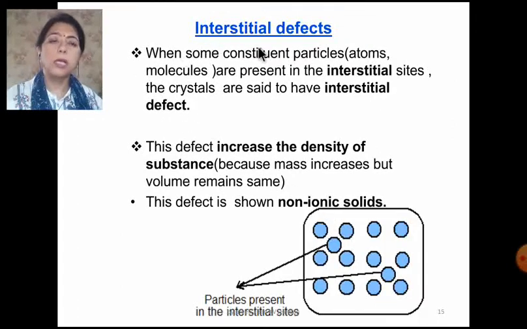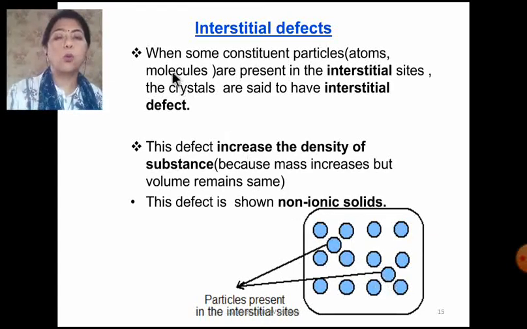Now the interstitial defect. The interstitial defect is again shown by the non-ionic solids. Now just see the picture. These are the assigned positions, but you can see this constituent particle and this one. These were actually the interstitial sites, but the constituent particles occupy this position also. No doubt they are at their assigned positions, but in addition to that they are present here also in the interstitial positions.